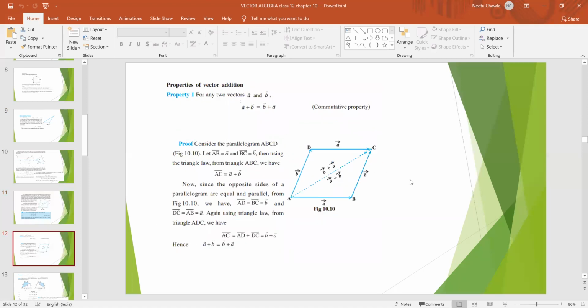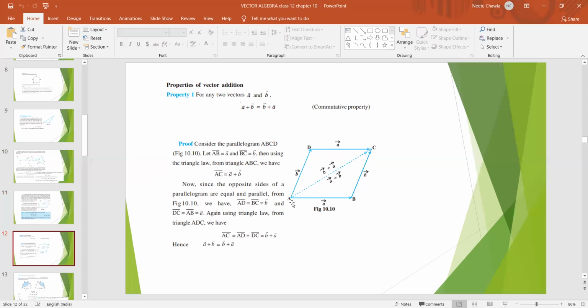Now let's see a few properties of vector addition. This is your commutative property, like you are already studying from so many classes. From class 6th, I think you people are studying the commutative property, but that was the case first with the numbers, then with the variables, and now it is with the vectors. That A vector plus B vector will be equal to B vector plus A vector.